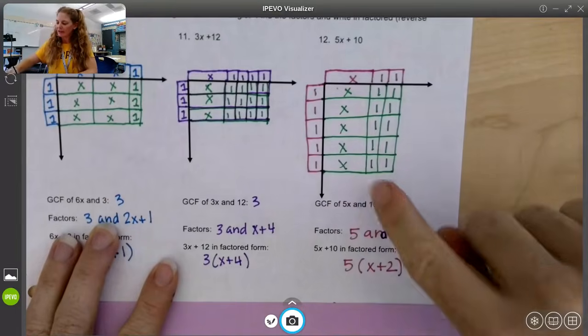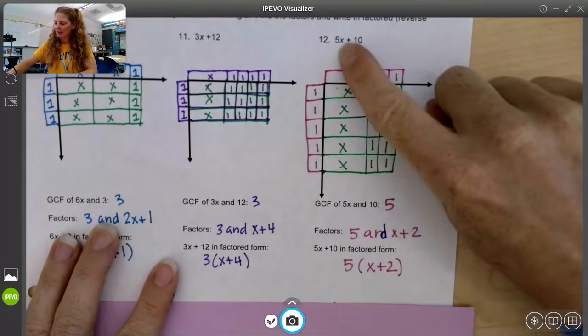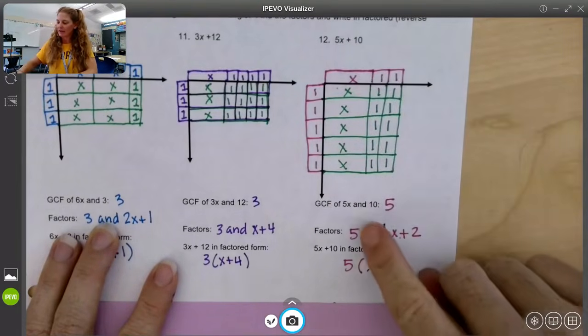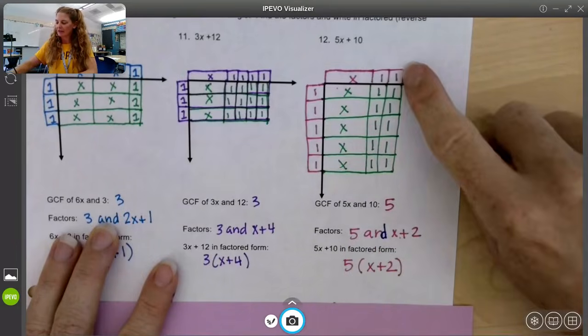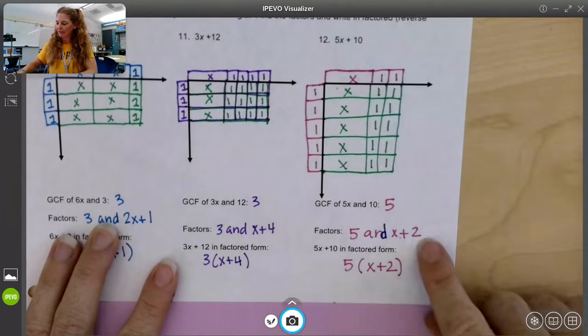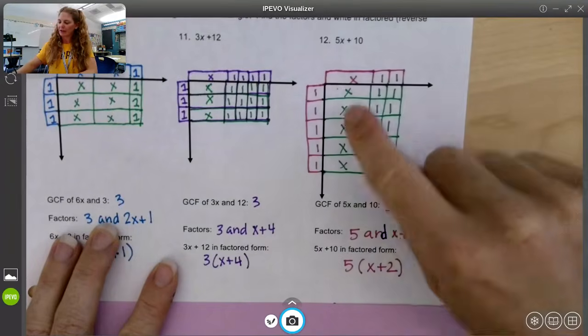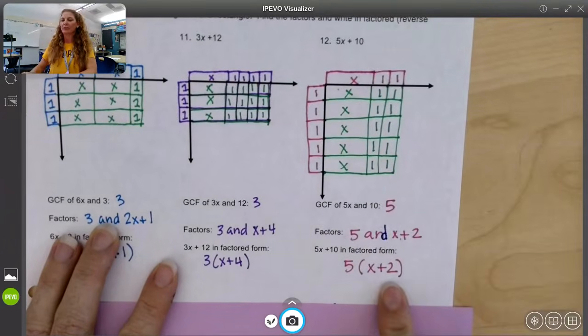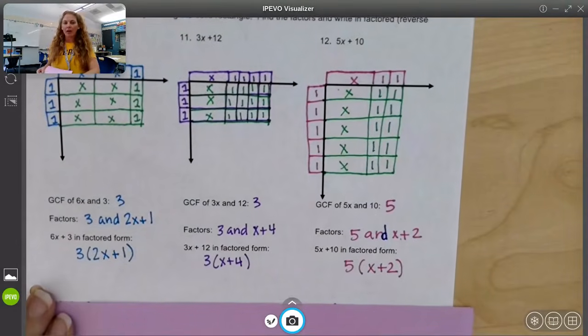So 5 singles, 5 times what gets me 5x? 5 times x. 5 times what gets me 10? 5 times 2. So I have 5 singles and x plus 2. 5 groups of x plus 2 is going to get me our factored form.